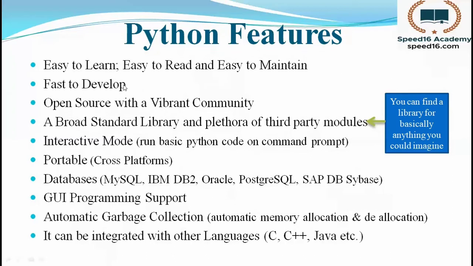Fast to develop. The next one is fast to develop. Why is it fast to develop? Because Python includes each and everything. It knows everything. The food is ready on the table. The only thing is that you should know how to enjoy the food.